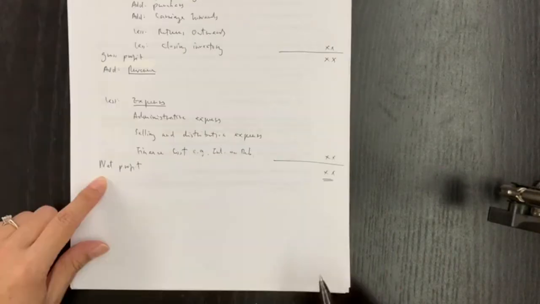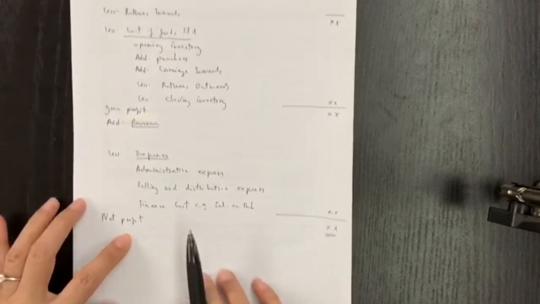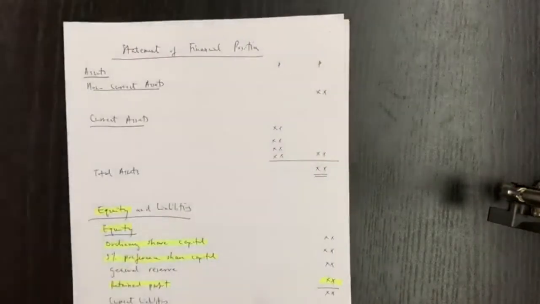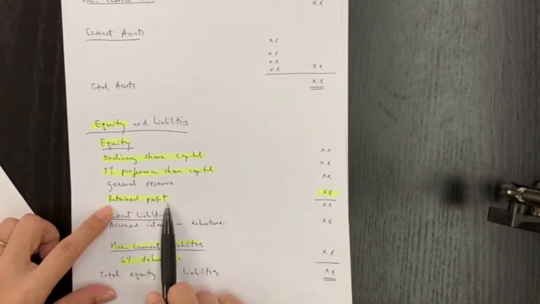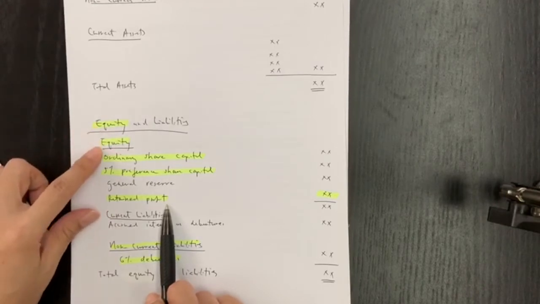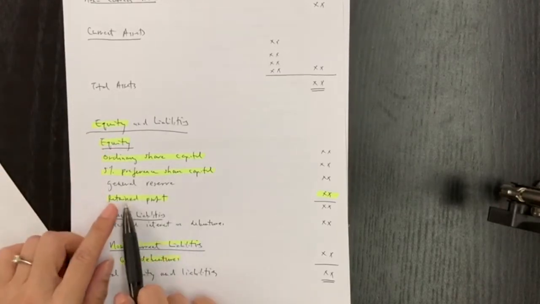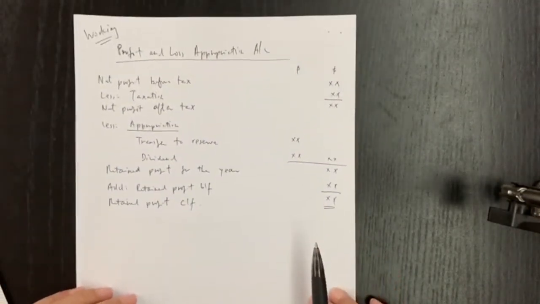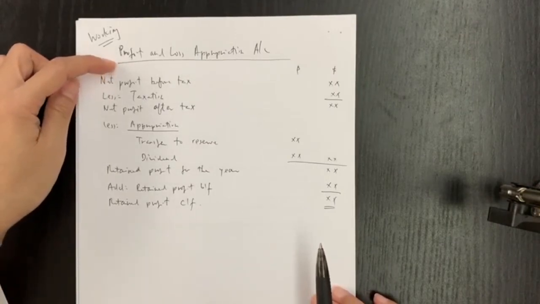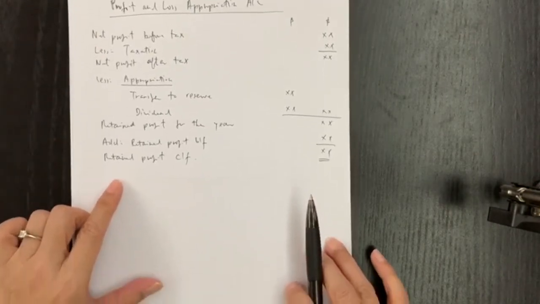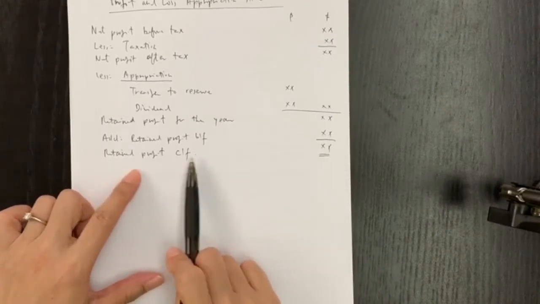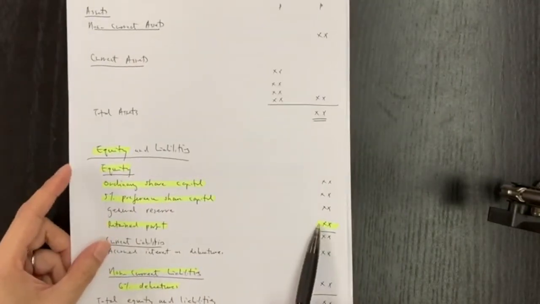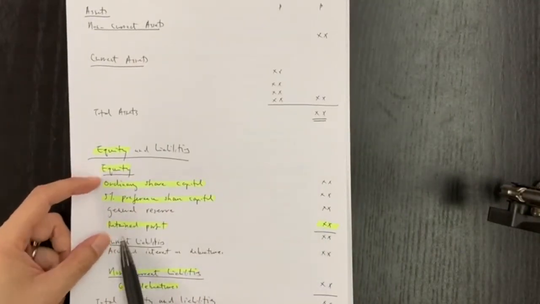However, this net profit in the income statement for external use should not be the figure for retained profits, which is one of the equity items in the statement of financial position. Therefore, to get the retained profits, we need to show workings. Here are the workings, showing the profit and loss appropriation account. The final answer, retained profit carry forward, will be exactly the same as the figure in the statement of financial position as part of the equity.